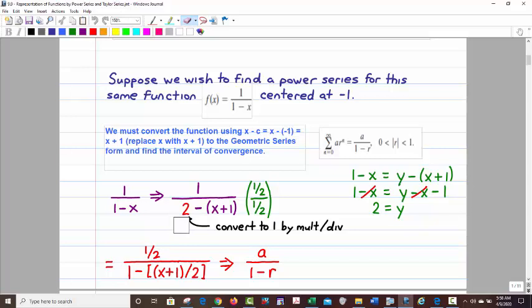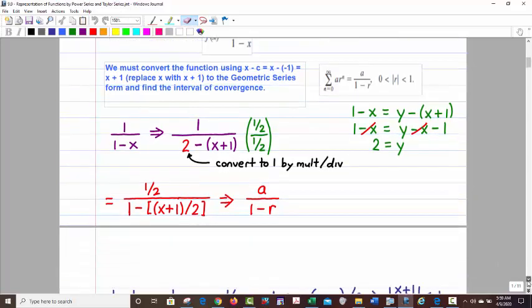Then there's one more step we have to do. Since we're dealing with a over 1 minus r, we have to make that number in front of the minus on the bottom become a 1, if it isn't already. In this case, it's not, it's a 2. So we multiply top and bottom by 1/2. That'll convert it to 1. The 1/2 doesn't hurt us here with the x plus 1, and we don't care about the 1/2 in the numerator. But what's very important is that we have a 1 now.